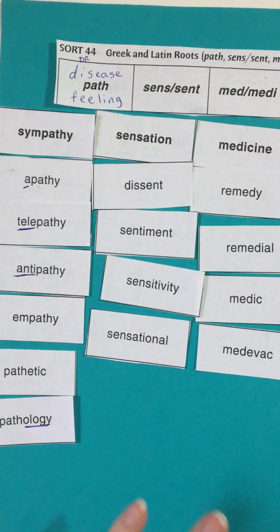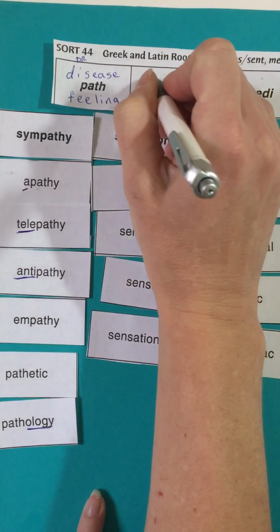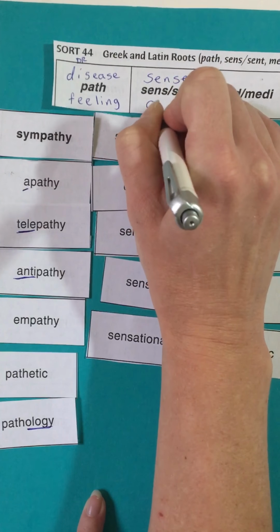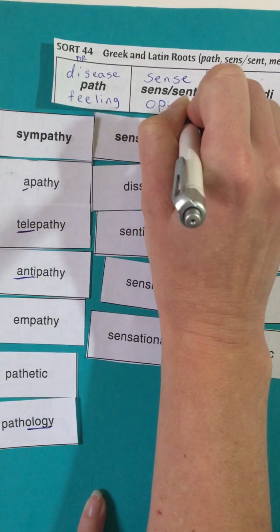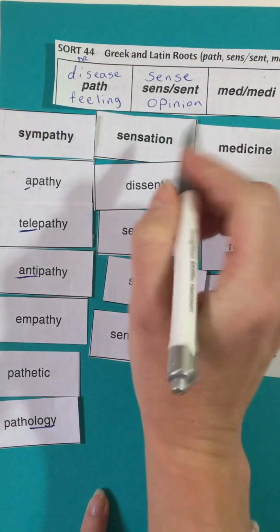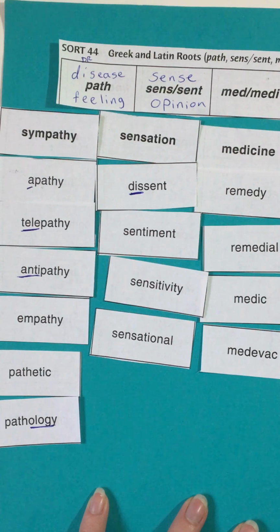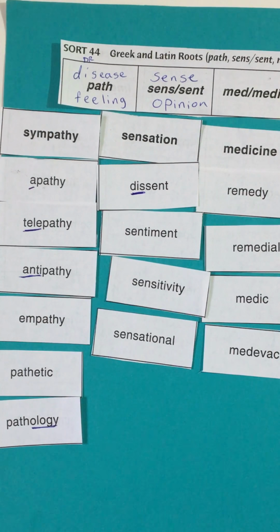Over here on sense, this means sense. It also can mean opinion. Sensation, dissent. That would be like the dis is not, being against something, a different opinion. Sentiment has to do with your opinion about something. Sensitivity has to do more with a feeling, your senses. And sensational would be a great feeling as well.